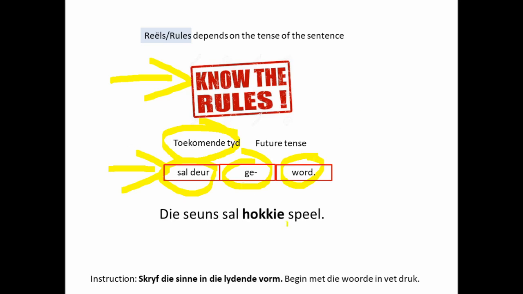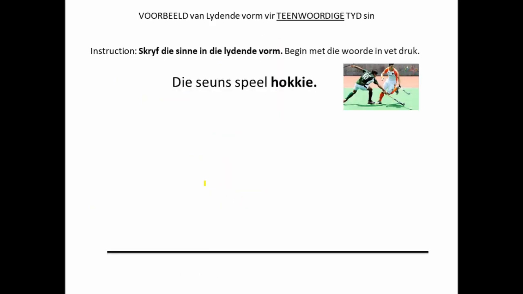How do I know the sentence is in future tense or toekomende tyd? This word here, "Die seuns sal hockey speel." So this is a future tense sentence. Let's go into this in a little bit more detail. Remember, if I'm going too fast for you, you can always rewind the video, come back to it, listen to it again, make some notes on a piece of paper so that you can follow the rules and learn it.